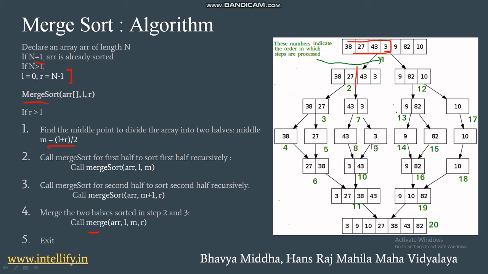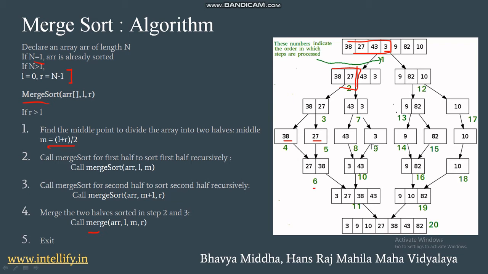So from step 2, we jump to step 3, and then again we deal with the first half of this array first. So 38 and 27 are again split according to the arrays in steps 4 and 5, 38 and 27. And then when we have only one element left in the array, these two array elements are merged in step 6 as 27 and 38.